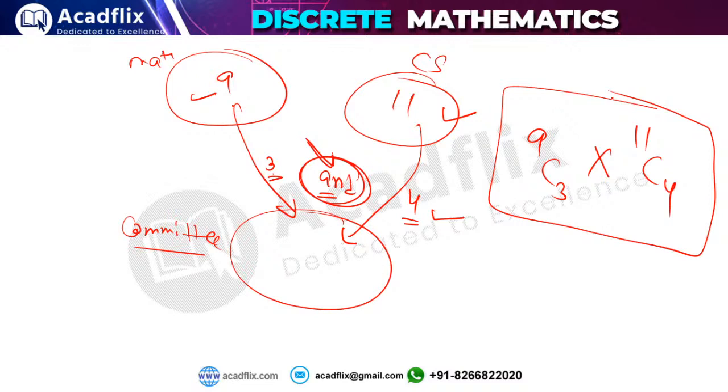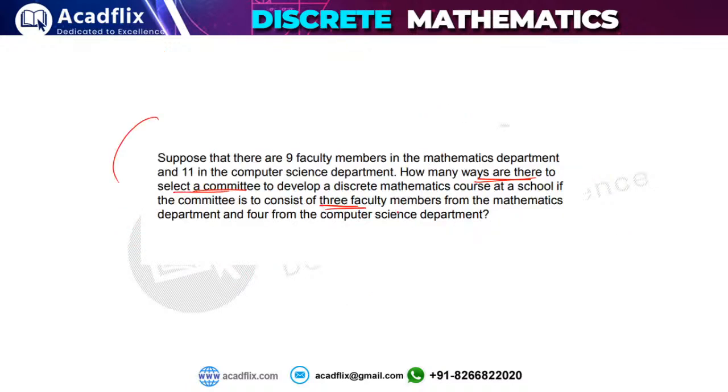Neelam, it won't be plus, it will be multiplication. See, you need to do this and you need to do this. In the question he is saying that you need to select 3 faculty from mathematics and you need to select 4 faculty from computer science. So you need to do both things. This is the product rule, because there is AND here. You need to do task 1 and you need to do task 2. Because of this AND, multiplication is coming.